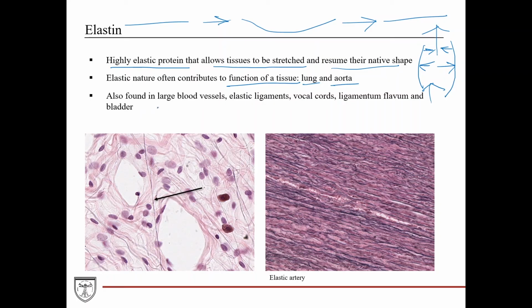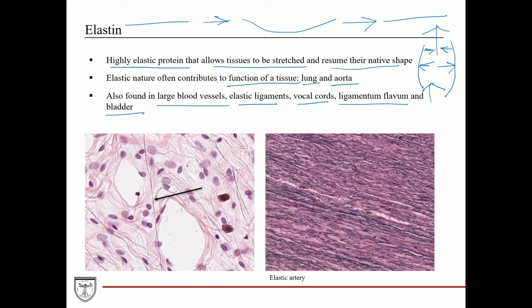Elastic fibers are also found in large blood vessels other than the aorta, such as the veins, the vena cava. It's also found in elastic ligaments, vocal cords, the ligamentum flavum, which is a ligament in the spine, and the bladder as well. So a lot of structures here that have to undergo a lot of dynamic stretching and expansion that are key to their function.